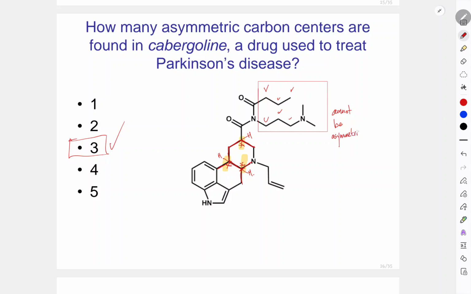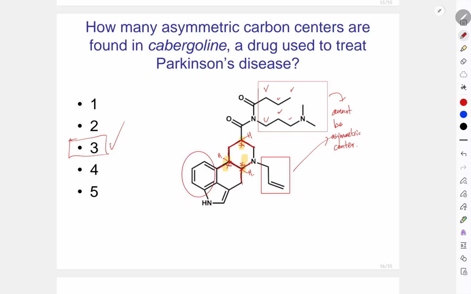These are sp2 carbons, right? And CH2 cannot be an asymmetric center either. And here cannot be an asymmetric center as well. sp2, sp2, sp2, and sp2, so they cannot be asymmetric centers. So after crossing out all these possibilities, you should be able to identify these three.